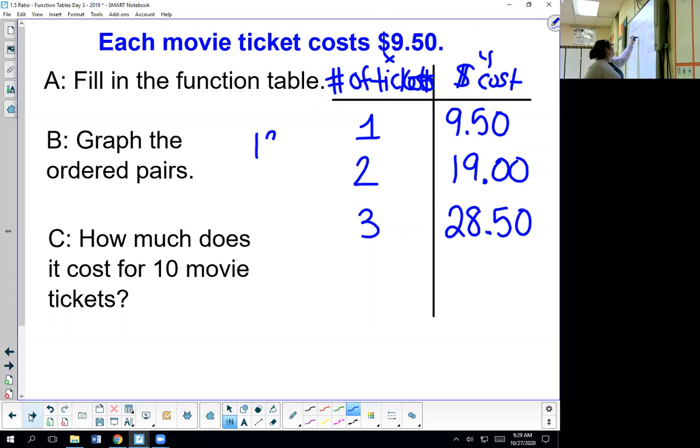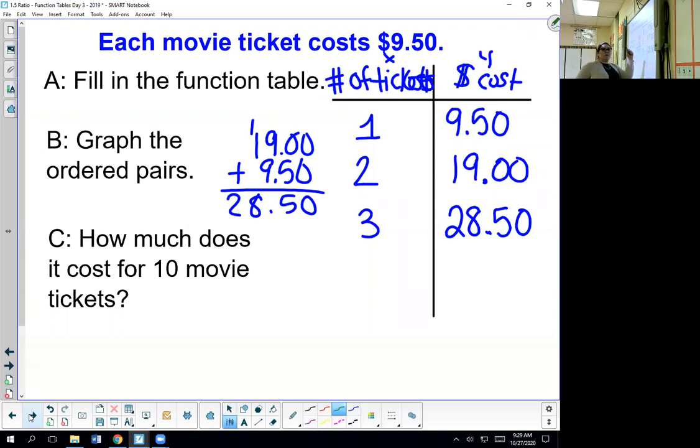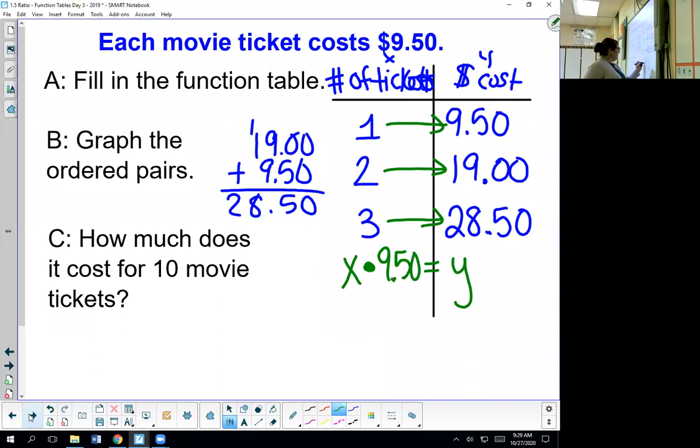Let's see, 19 plus $9.50. Yep, $28.50. Okay. Now, I did it going by adding $9.50. However, how are we going in this direction? So how do I go from my X to my Y? You are multiplying. Each ticket is $9.50 per ticket, every ticket, and so on. So we're finding the relationship between those.